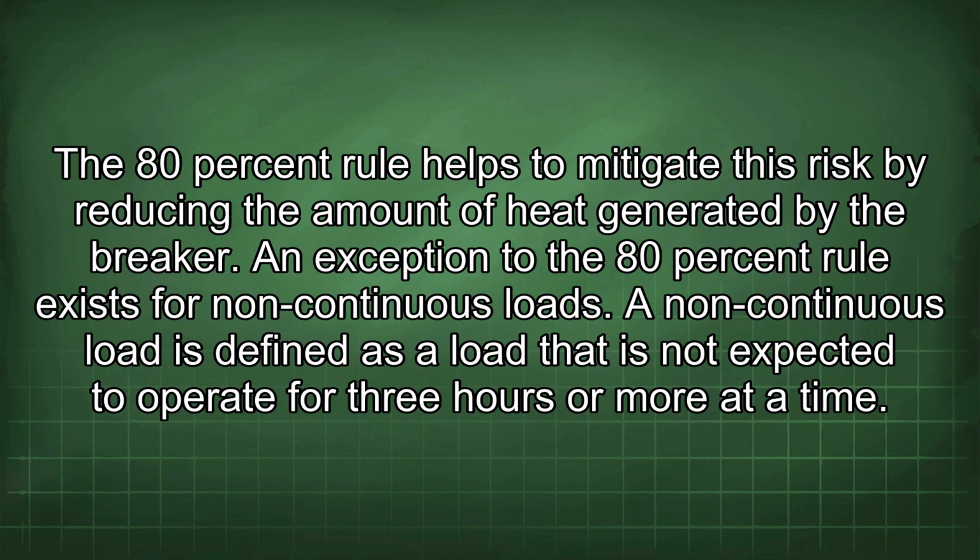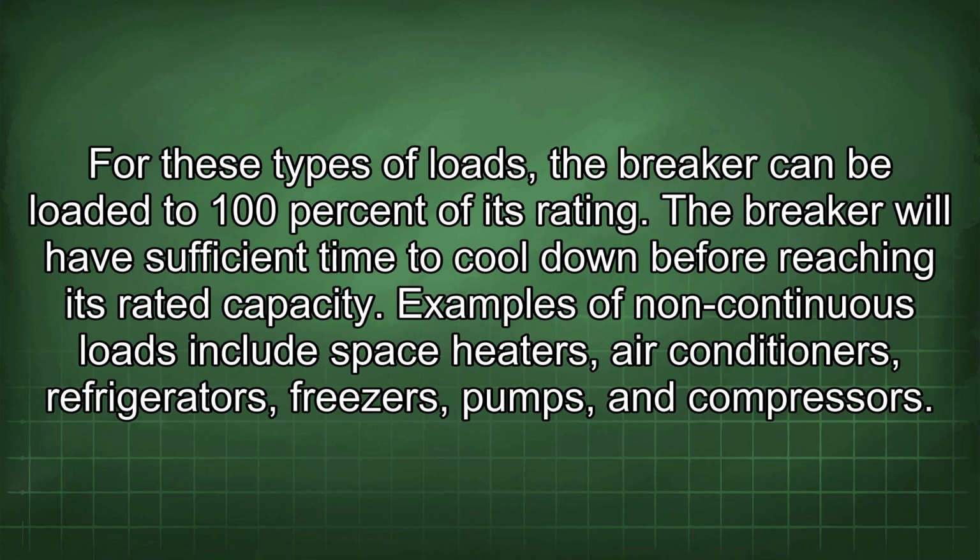An exception to the 80% rule exists for non-continuous loads. A non-continuous load is defined as a load that is not expected to operate for 3 hours or more at a time. For these types of loads, the breaker can be loaded to 100% of its rating. The breaker will have sufficient time to cool down before reaching its rated capacity. Examples of non-continuous loads include space heaters, air conditioners, refrigerators, freezers, pumps, and compressors.